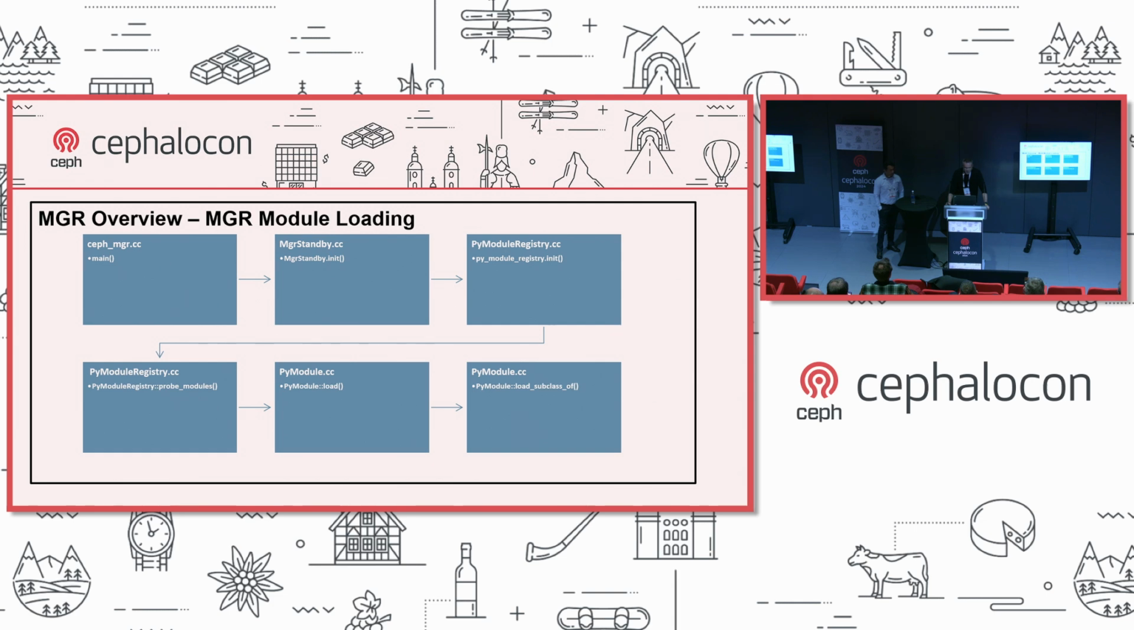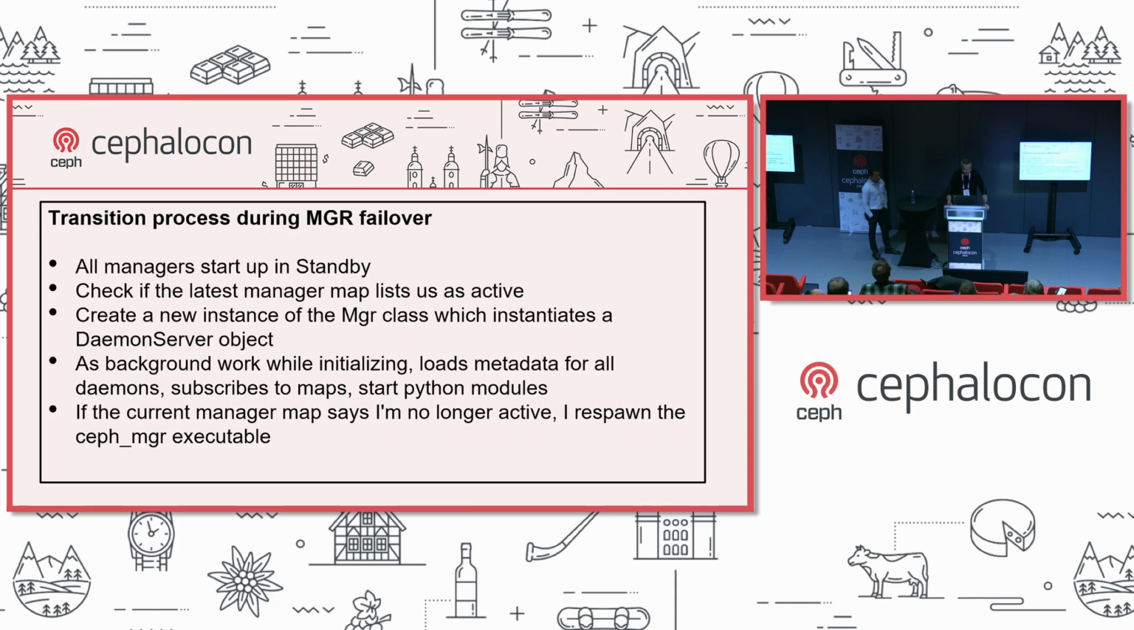But this is only currently implemented by a couple of modules, Dashboard and Prometheus, from what I could work out. We then run a canRun method on the module to verify that it is ready to run. So the transition from standby to active.